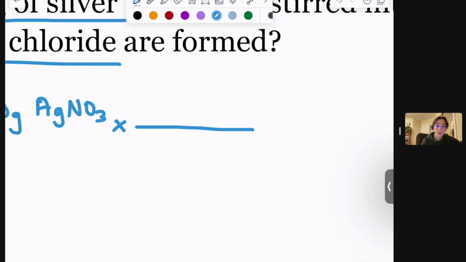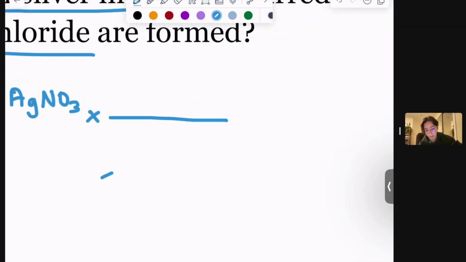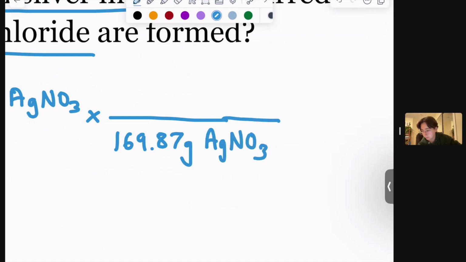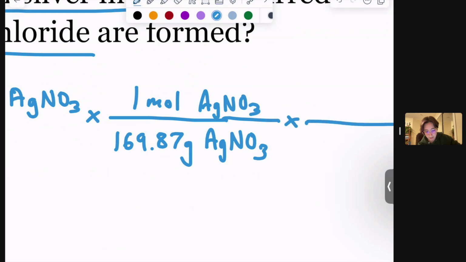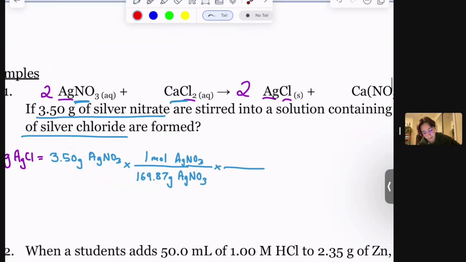If I want to talk about a different substance, so I'm comparing silver nitrate to silver chloride, different substances, you always want to compare with moles. So I know that I'm going to want to change this into moles with my molar mass. And I'll save you the work of calculating that. Something like this.